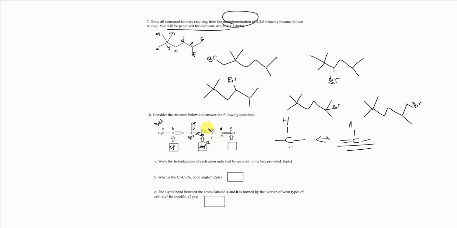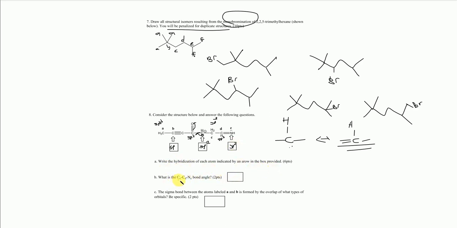Carbon C, this is 2 hydrogens, 2 bonds. This is sp3. Carbon D, this is a double bond, so I know it's going to be sp2. This nitrogen has 1 group, 2 groups, 3 groups. So this is sp2. All right? So that's that.